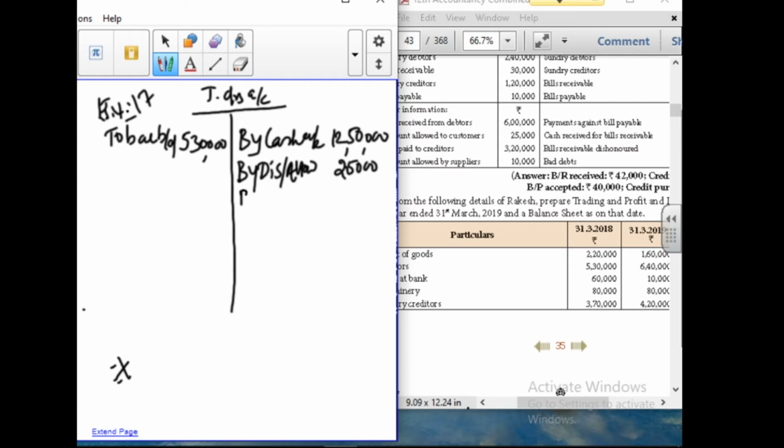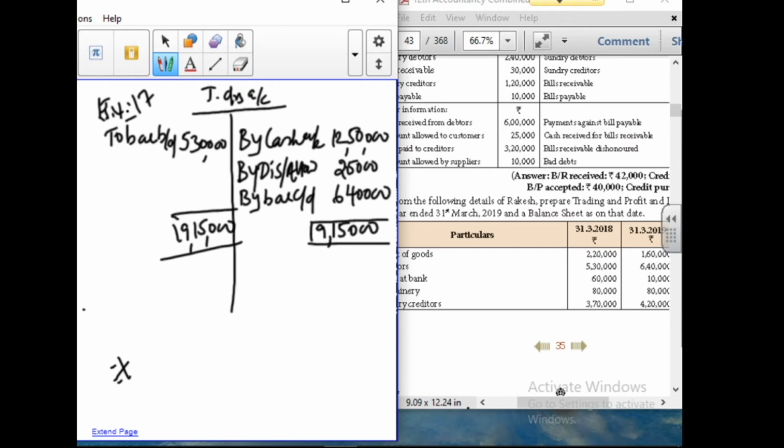Next is your closing balance. So balance carried down, that is 6,40,000. This is your available information. Usually your credit side is higher in this problem. So total 9,15,000. So 9,15,000 on the debit side also. Your balance is 13,85,000. This is nothing but your sales. What sales is it? It is credit sales. This is your balancing figure. Keep it in mind, it's only credit sales.